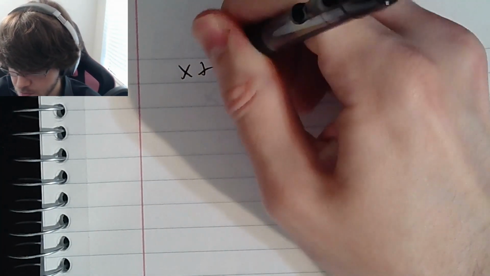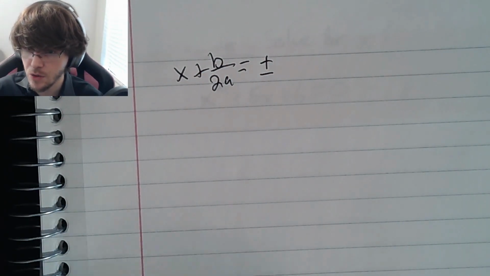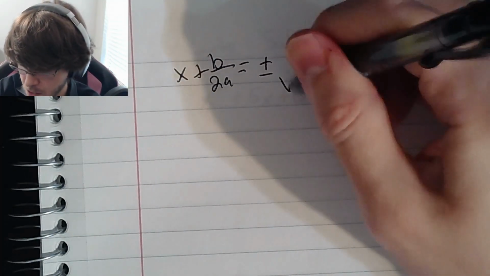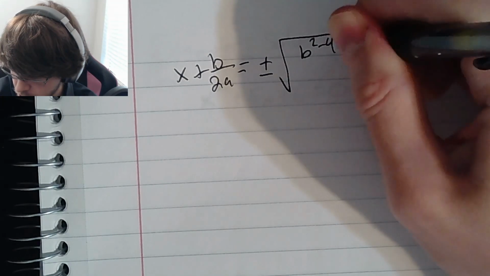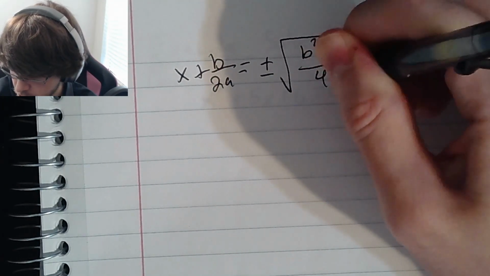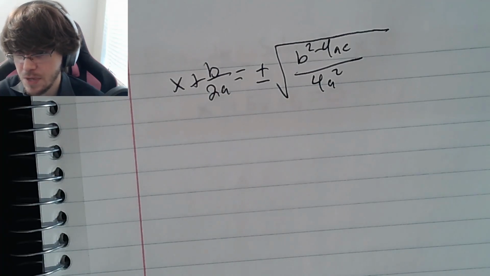So copying this onto this page here, we are finally at x plus b over 2a equals, and we have plus or minus, because that's a plus and a minus. There's two equations there, one that's plus, one that's minus. Big square root symbol, and b squared minus 4ac here, divided by 4a squared there. We need to continue to simplify this. We want to get x by itself.